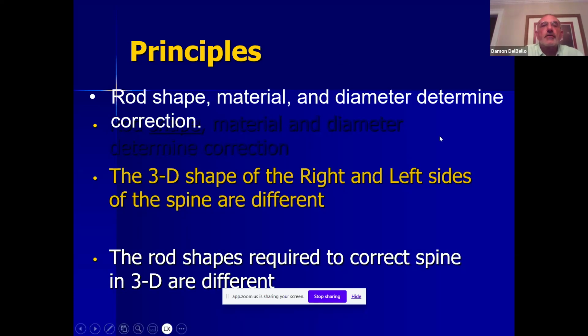However, that all depends on what material and diameter, in other words, how stiff the rod is. We are constantly dealing with rod bend out. That is a rod whose shape gets changed by the stiffness of the curve. The right and left side of the spine is different. Your rods should not match. The concave rod, in general, is bent more, will bend out more, and takes larger loads than the convex side. And we'll get into that.